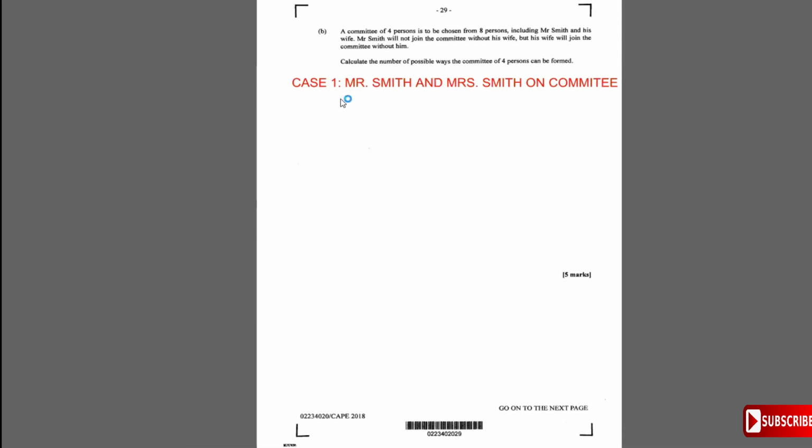So if both of them are on the committee, we're choosing those 2 already from 2 times. We can only then choose 2 other persons from the 6. So that will give us 2 choose 2 times 6 choose 2, which is 15. So there are 15 ways in which both of them can be on the committee. Let's look at case 2.